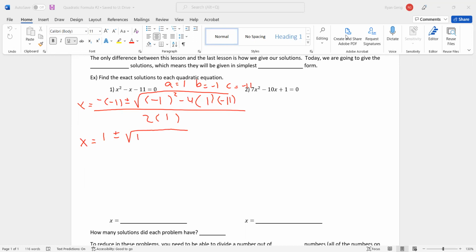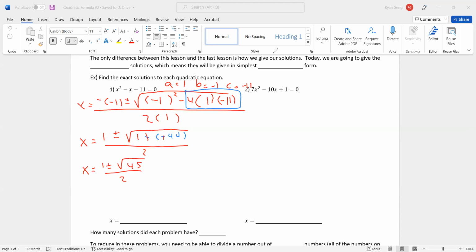Change colors just to make it stand out. Minus 4 times 1 times -11 is -44. Oops. Switch back to red. Divided by 2. So 1 plus or minus the square root of 1 minus -44 is like 1 plus 44. So that's 45 divided by 2.